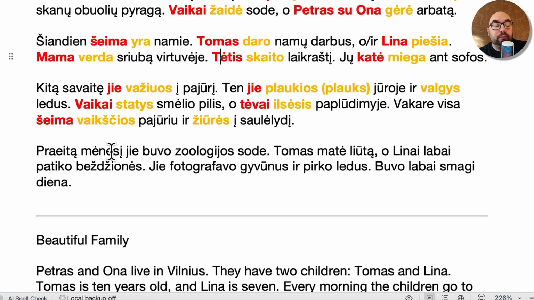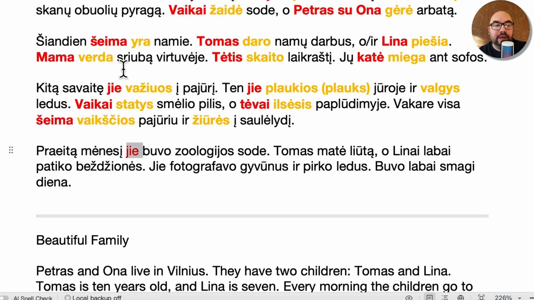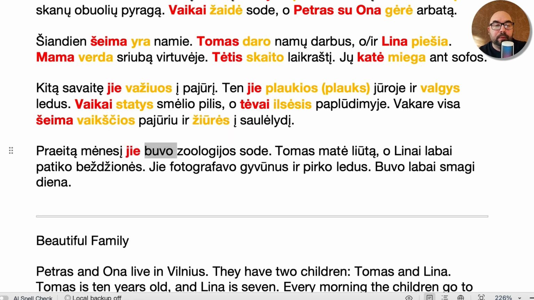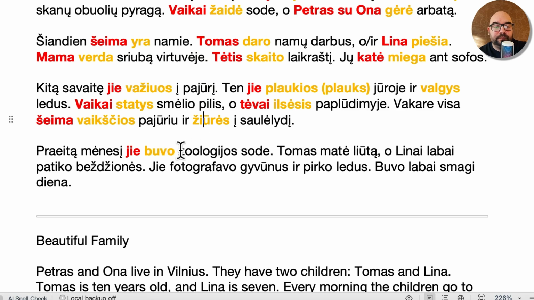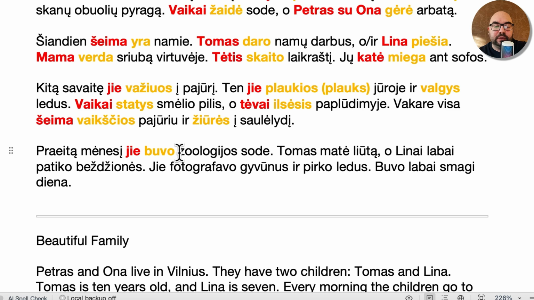Praeitą mėnesį jie buvo zoologijos sode. Praeitą mėnesį jie buvo, so last month, praeitą mėnesį, now we have the past. Jie buvo, so they were at the zoo. Basically, in Lithuanian language, we're saying zoology garden, zoologijos sode. Zoologijos sode.